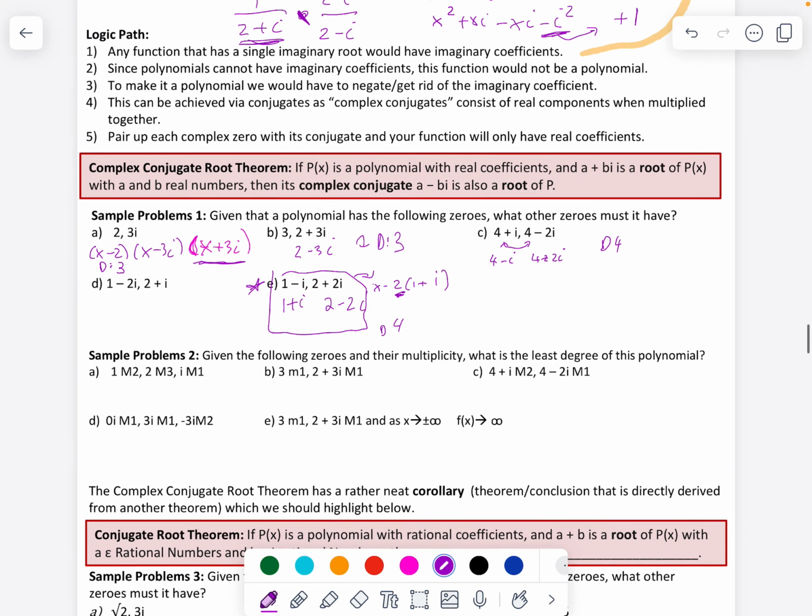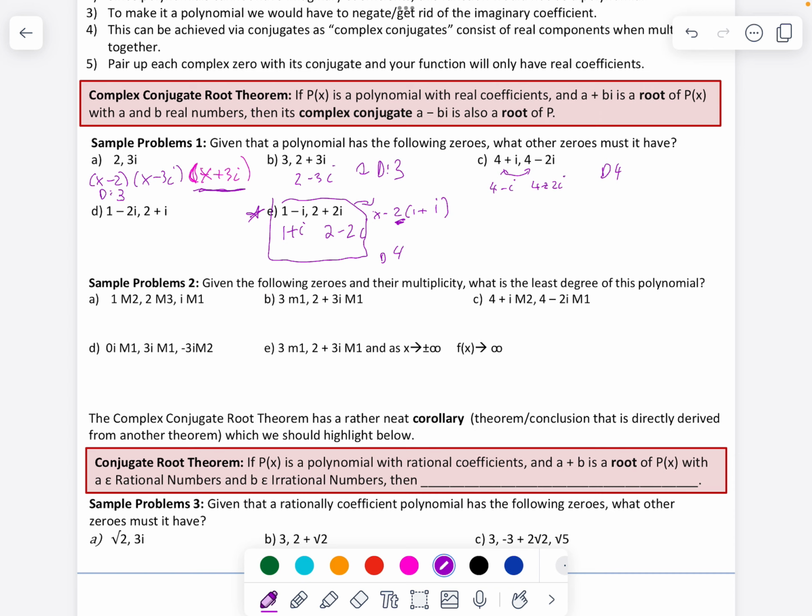All right. So in sample problem 2 here, we're basically discussing what is the least possible degree, and this would be the multiplicity. So you have x minus 1 squared, you have x minus 2 cubed, you have x minus i to the first power, but then you must also be adding an x plus i, which means you would actually have a degree 1, 2 from the front, 3 over there, 5, 6, and 7. So this would be a degree 7 function.